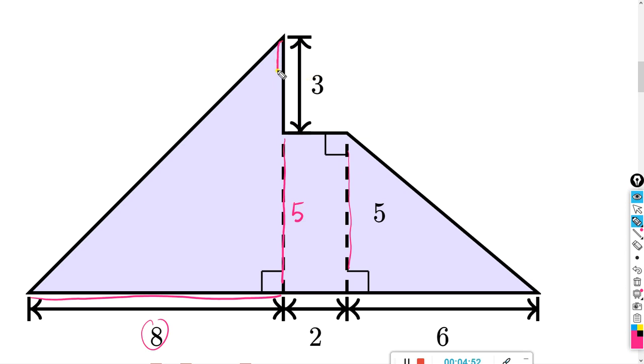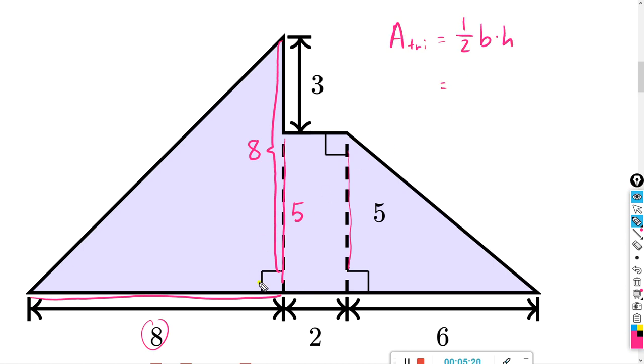So this entire side of the triangle, this whole thing right here, it's going to be 3 plus 5, so that's 8. All right, recall the formula for the area of a triangle. That's going to be 1/2 base times height.